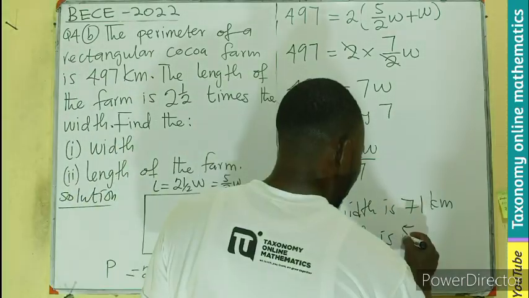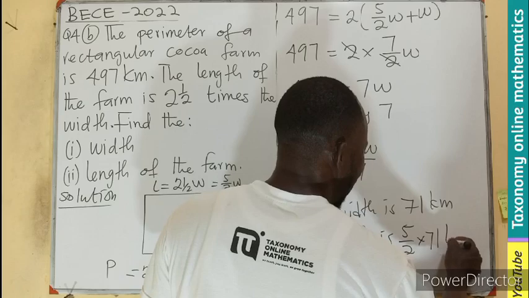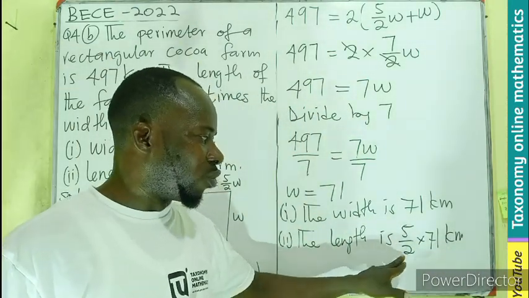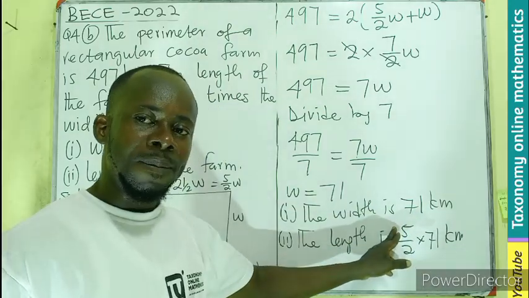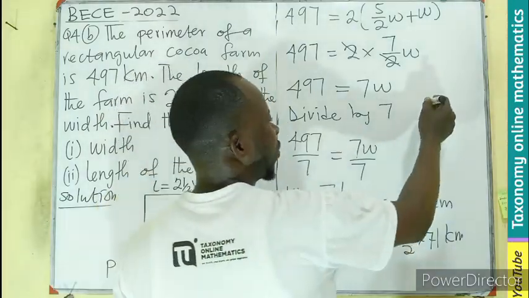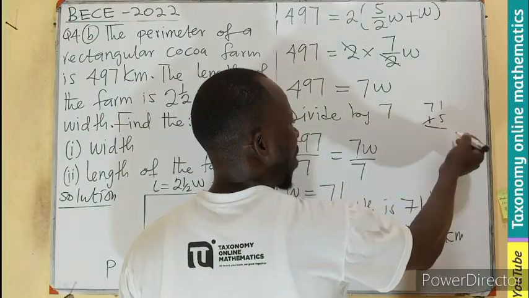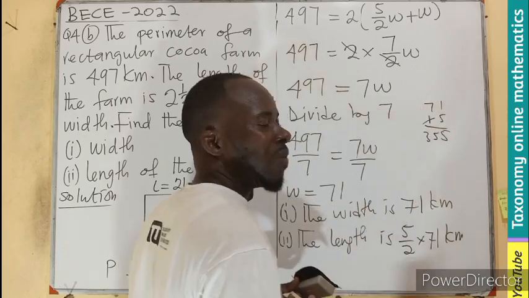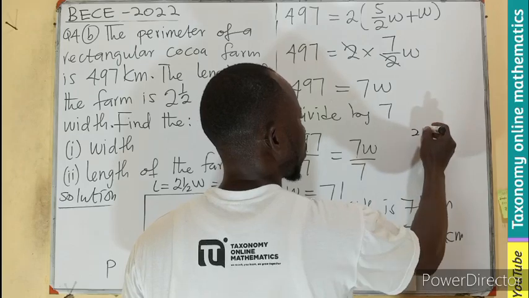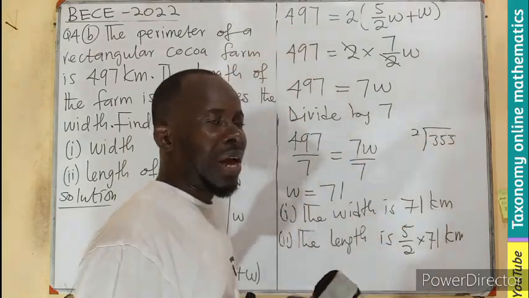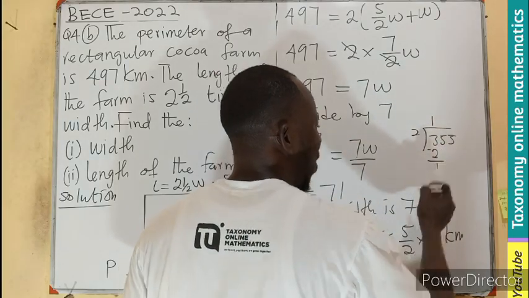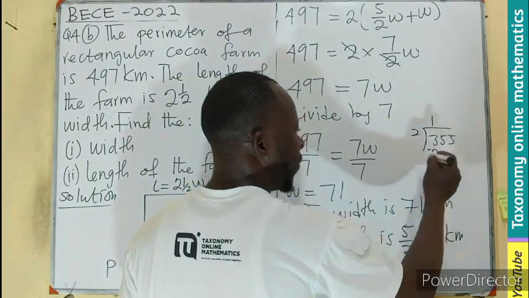So that will be 5 over 2 times 71 kilometers. And how do we arrive at that? We can use the 2 to divide this, multiply by the 5, or 5 times the 71 divided by 2. So 71 times 5, 5 ones are 5, 5 sevens are 35. So 355 divided by 2. 3 divided by 2 will be 1, right? 1 times 2 will be 2, remainder 1. Bring down the 5, making it 15.